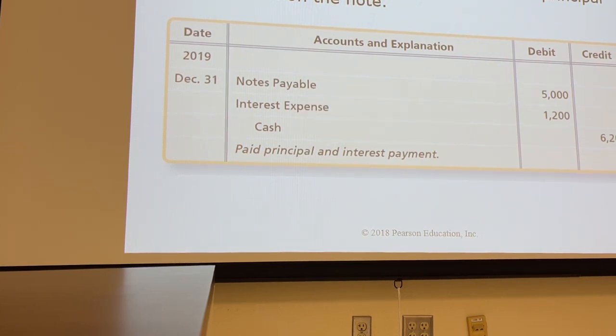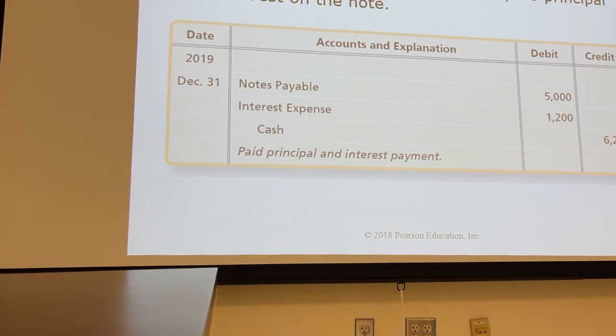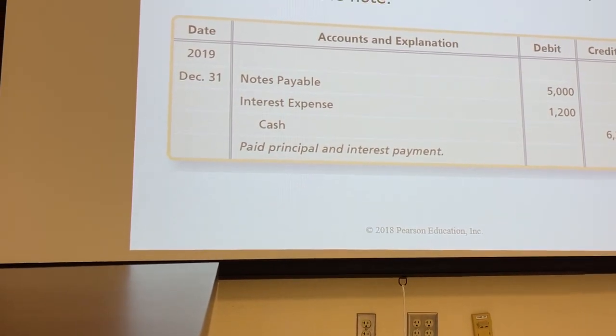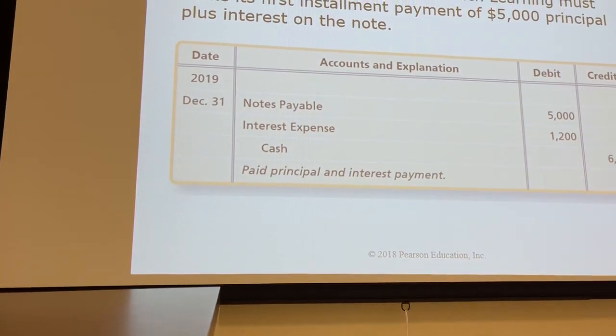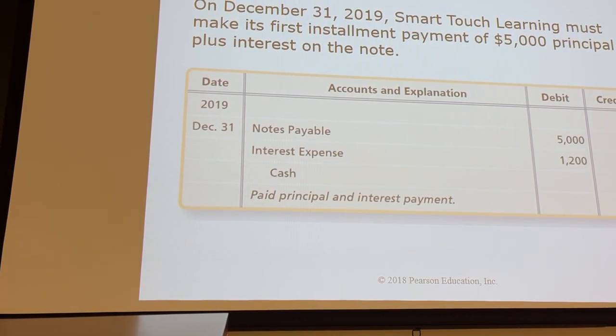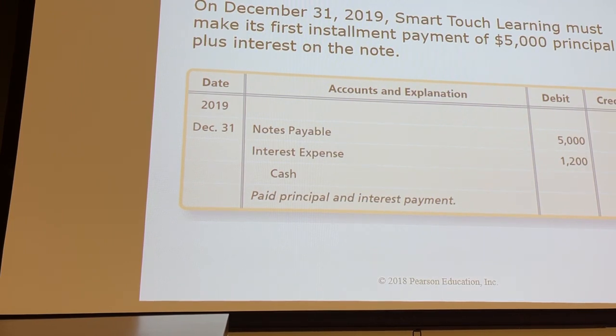And what you'll see when we do the practice problem is that when we make the second annual payment on a note like that, the amount of interest expense for the second year is going to be less, because in the second year of the loan, there'll be less principal outstanding. Therefore, when we calculate the interest for the second year, there's going to be less interest that will be due.